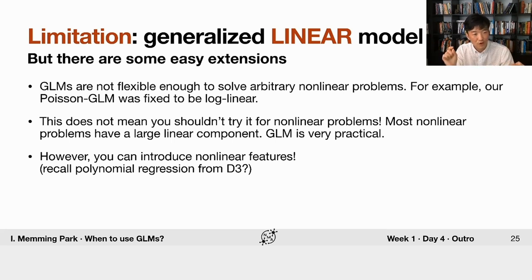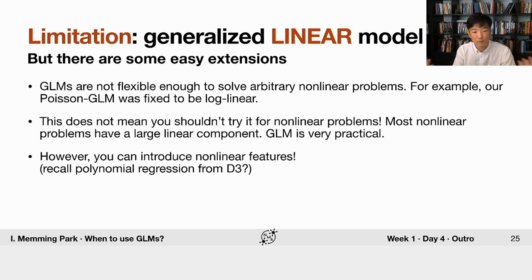The thing is, most nonlinear problems have a large linear component. You have to remember this. Most nonlinear problems have a large linear component, meaning GLMs could predict most of it in practice. So if you fit a GLM, even if your problem is clearly nonlinear, if it predicts 90% or 95% of the outcome, it actually is a very good thing. You're not perfectly predicting it, but you're capturing a big component of the predictability. And since it's linear and it's a unique solution, it's very practical and very interpretable.